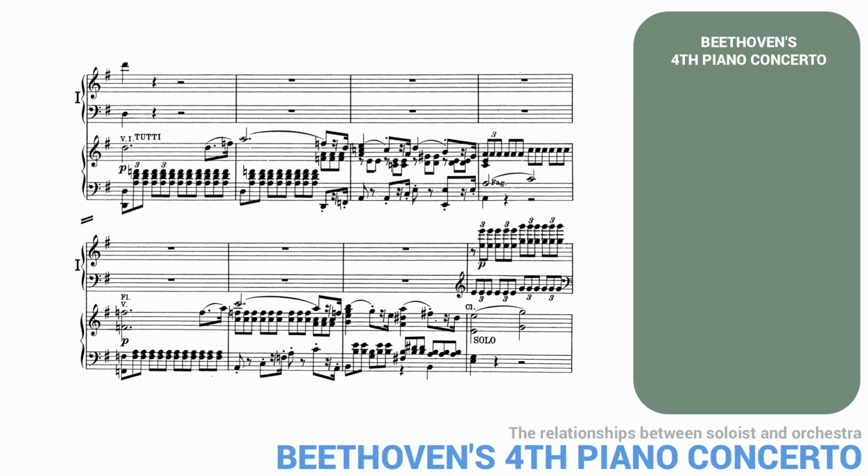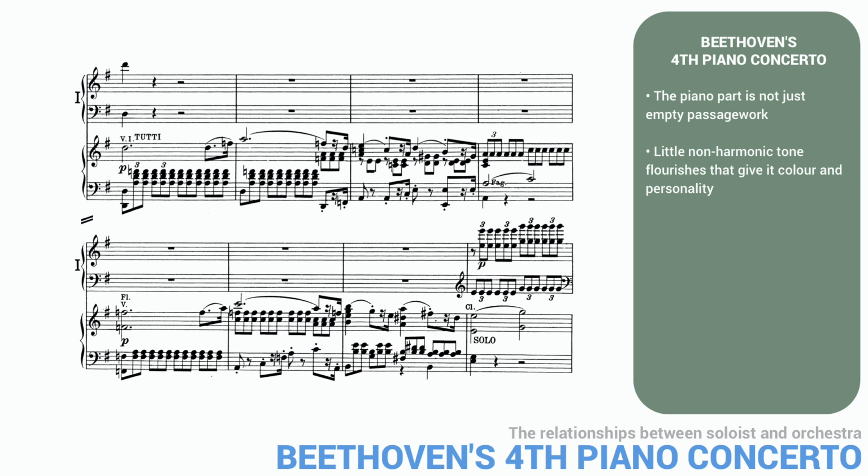Here the orchestra returns to a theme previously presented during the long orchestral exposition which has never yet appeared in the piano. After a few modulating bars, the theme comes back in C major, with the piano supplying flowing figuration around it. Note that the piano part is not just empty passage work. It has little non-harmonic tone flourishes that give it color and personality.